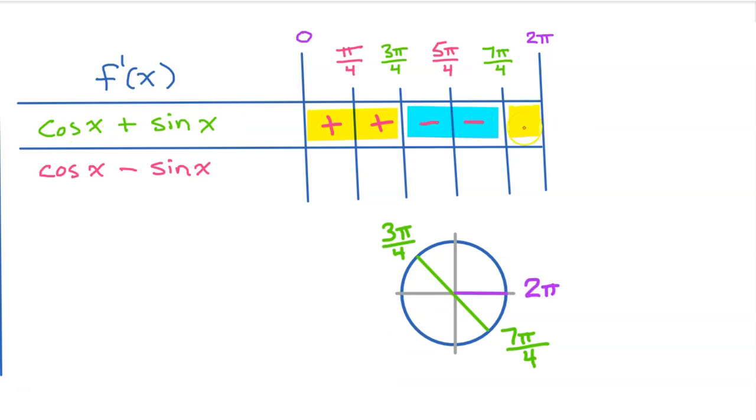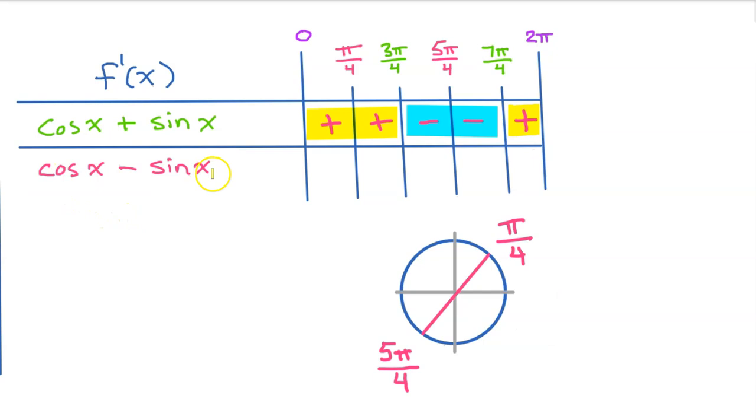For this last interval, we can use 2 pi as a test value, even though it's the endpoint of our number line, because 2 pi is not one of the critical values for this factor. Cosine x plus sine x does not equal 0 here, so it won't be changing signs here. We can use it. At 2 pi, cosine is positive 1, and sine is 0. So 1 plus 0 is 1, which is positive.